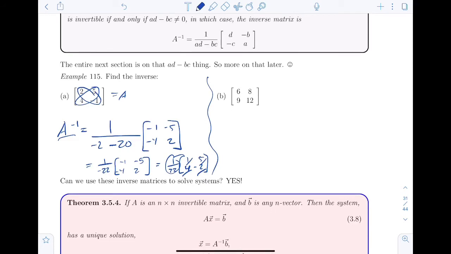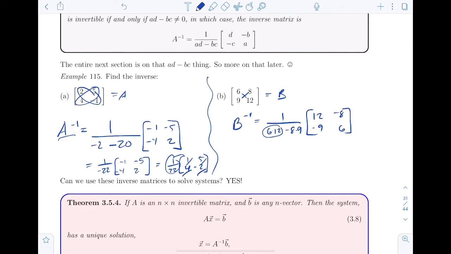All right. Next, what about this matrix here? If this is a matrix B, let's say, then what is B inverse? B inverse is 1 over 6 times 12 minus 8 times 9, and then 12, 6, and negative 9, negative 8.